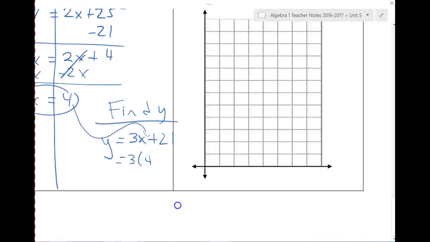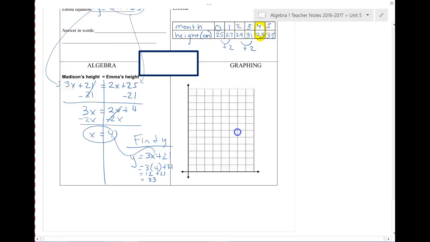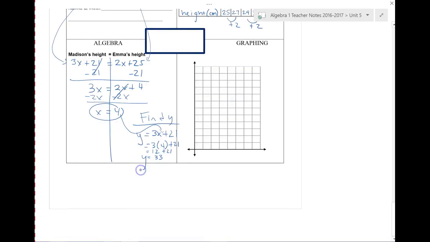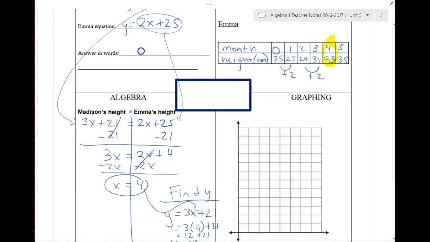Let me zoom in a little bit. Plus 21. 3 times 4 is 12. And then plus 21 should be 33, because that's what we got in the first example when we did the table. Okay. So it's confirmed. I'm probably correct, because it got the same answer twice.